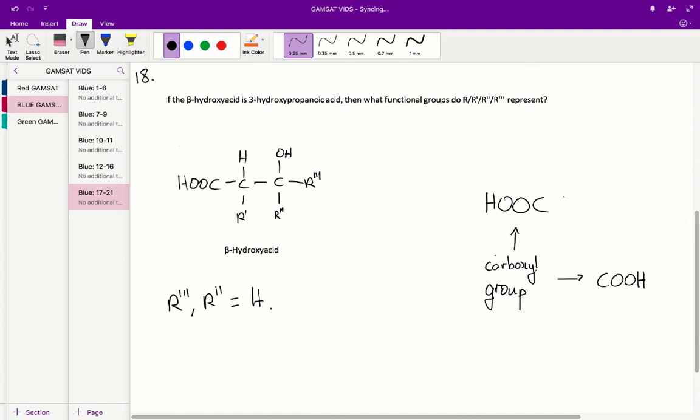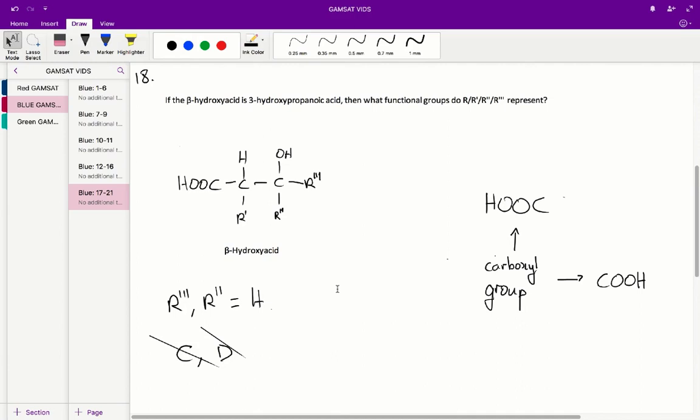Firstly, we can rule out C and D because C and D both have either of R double dash and R triple dash as methyl groups. So we know that's incorrect. So we can immediately rule out C and D, both are wrong. That leaves us with A and B.